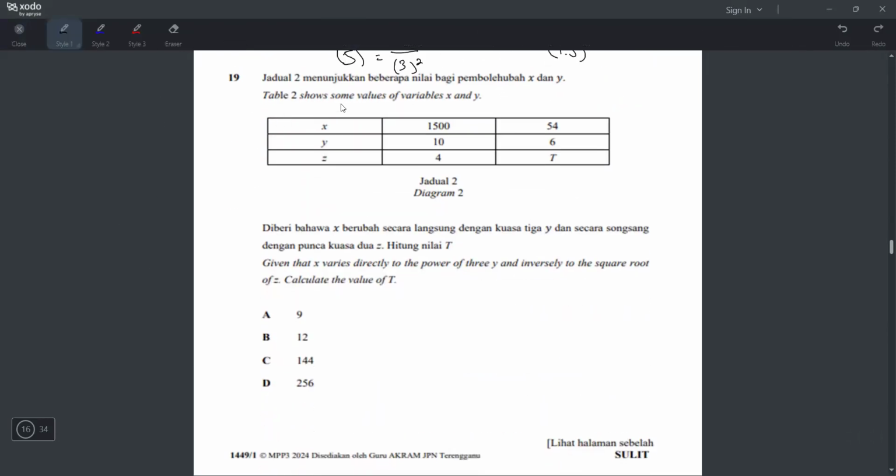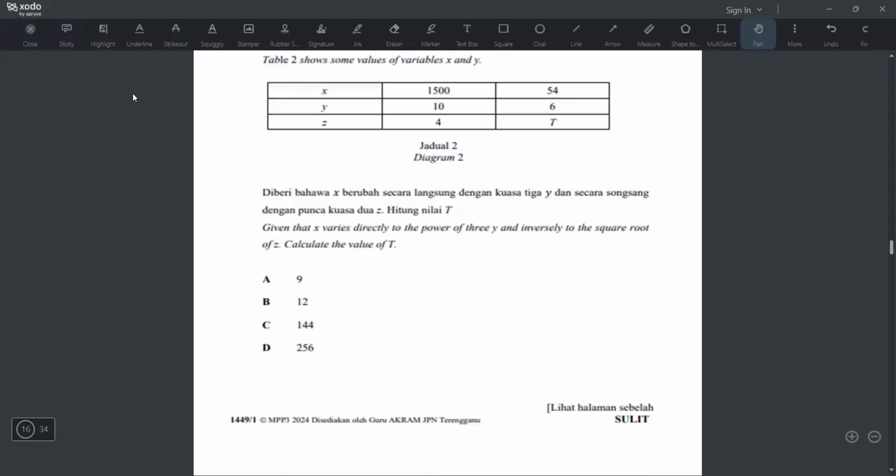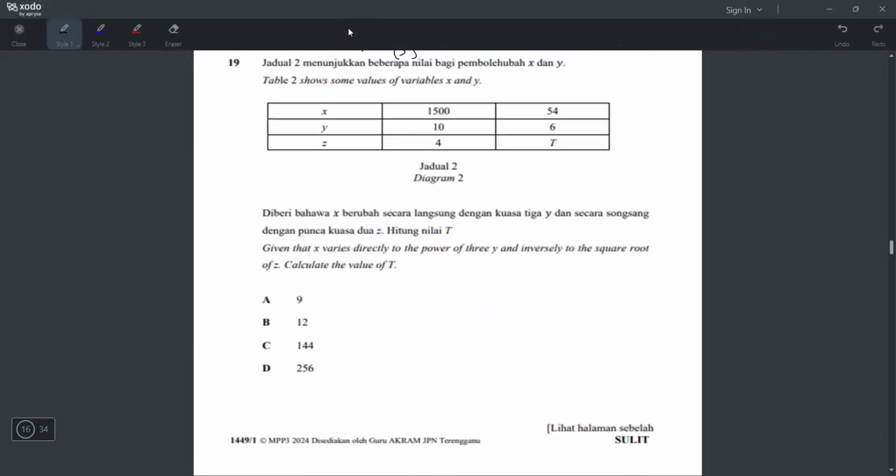Number 19. Table 2 shows some values of variable x and y. Given x varies, okay, another variation question. So same steps like just now. Write the variation, then tukar jadi equal K, then cari K, then rewrite, and then see what the question wants. So x varies directly to the power of 3 y and inversely to the square root of z. Directly means tulis atas, but it has inversely, so the inversely one kena tulis bawah.